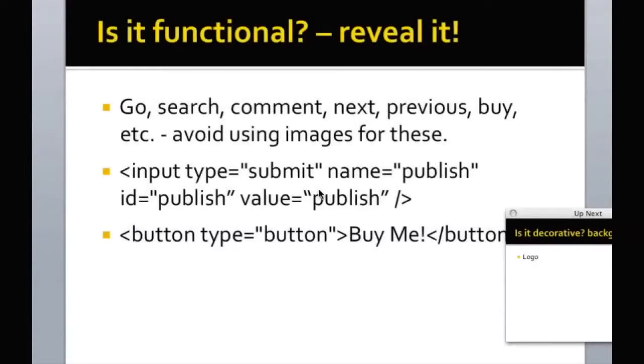The second thing you need to know about images is if it's functional, you need to describe it. So things like go, search, comment, next, all of those buttons, you need to be able to describe. If you're using JavaScript and it's got a do post back, a person using a screen reader is not going to benefit from that. So you want to make sure you're using input. You want to make sure you're using button. And then if you have a button and it says buy me, they're going to hear that. They're going to know it's a button. And they're going to be able to activate that.